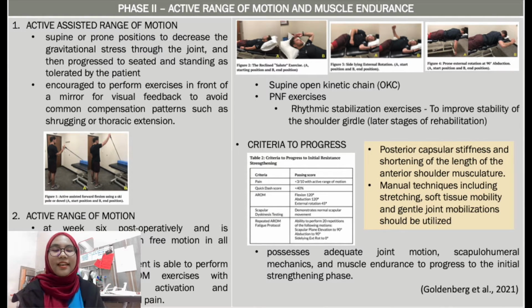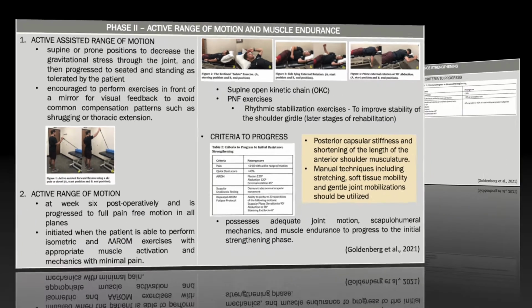The next phase criteria are: pain must be below 3/10 in active ROM, DASH score below 40%, active ROM in shoulder abduction 120 degrees, external rotation 45 degrees with normal scapular movement, and lastly, able to perform 20 repetitions of scapular plane elevation, abduction, and external rotation.